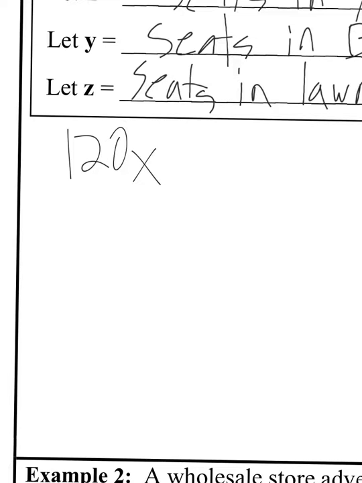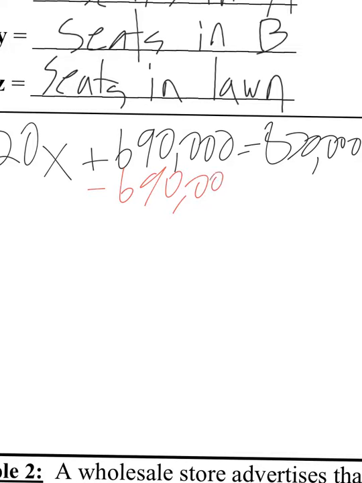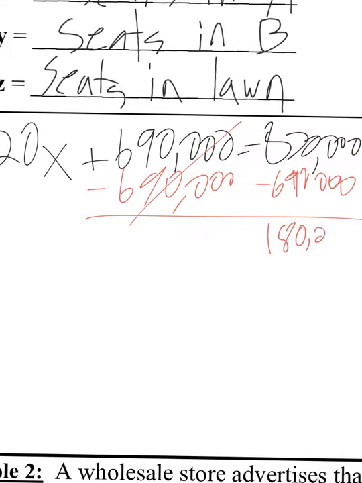So I get 120x plus the 690,000 still. We didn't combine that with anything. And then that's just going to equal 870,000. All right, so the next step would be to subtract your 690,000 from both sides. There we go. All right, so 870,000 minus 690,000 is going to equal, excuse me, 180,000. All right, and then we're just going to bring down that 120x.